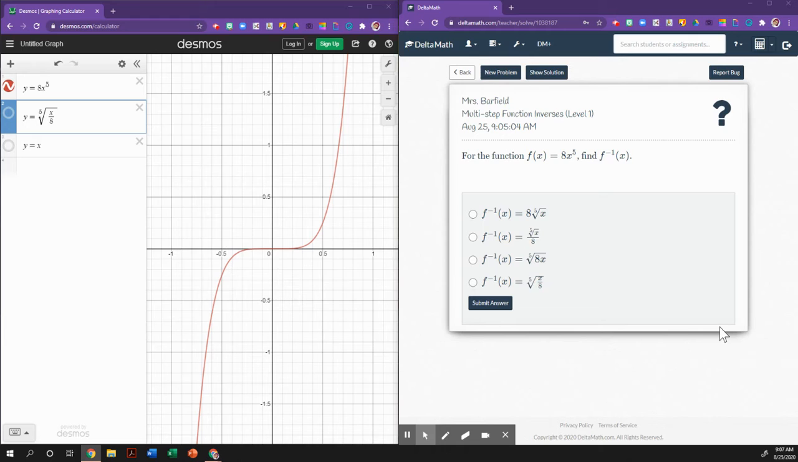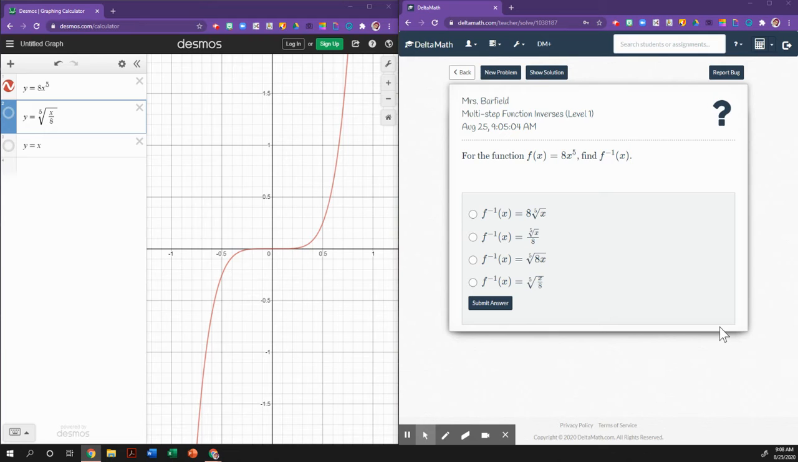So, what I've got here is a quick overview on what it means to be an inverse. I think the best way to explain that to you is to show you a picture. If you look here at the Delta Math problem I have up here, it says for the function f of x equals 8x to the fifth, find f to the negative 1. Well, that means inverse. So it's asking you to find the inverse. So what is an inverse function?